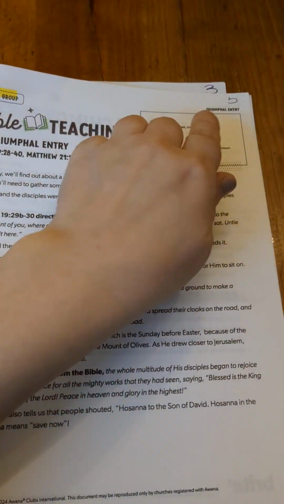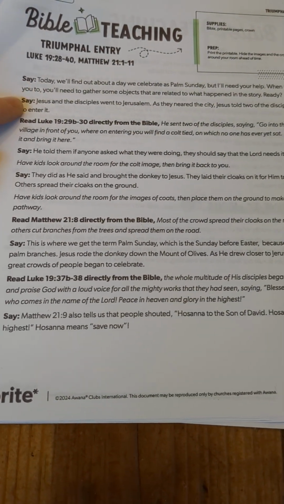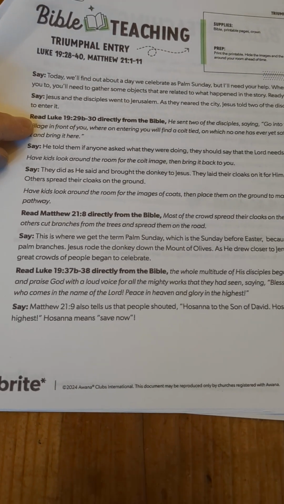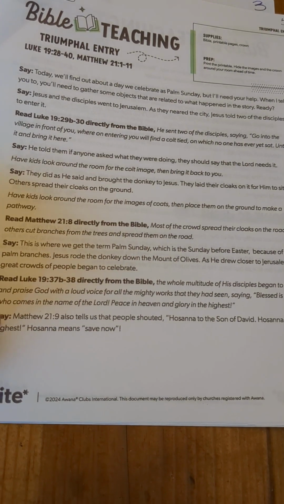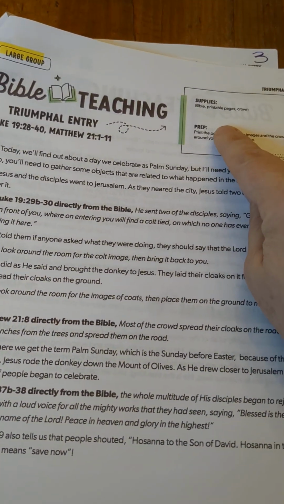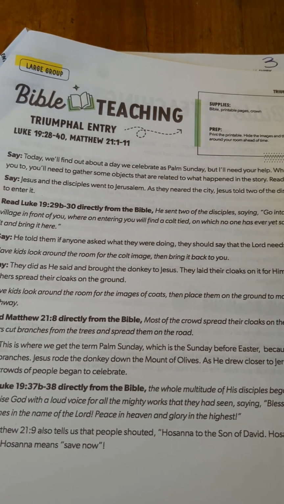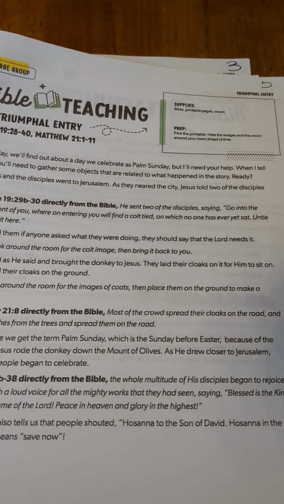So as you can see, this is page 5, and this is the beginning of the lesson. Again, there are scripted parts and then reading the Bible directly together and more scripted portions that you can see here. These are the supplies that you will need. You will need a Bible. You will need the printable pages. Those are the pages here, as well as a crown that we'll have used in the activity earlier in the day.